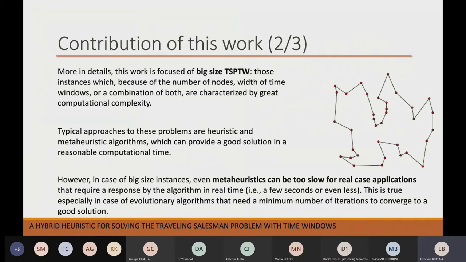In particular, we focus on big size TSPTW instances, those in which the number of nodes or the width of the time windows makes them very complicated. In real case applications, sometimes even metaheuristics can be too slow if we need a solution in real time, so in a few seconds or even less. This is particularly true for evolutionary algorithms because they need several iterations before converging. So we wanted a very fast algorithm.